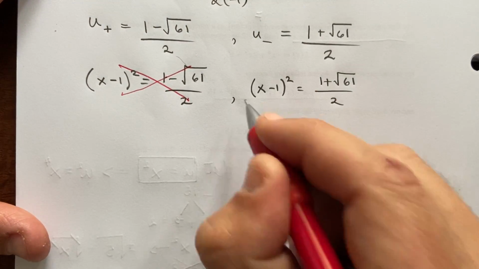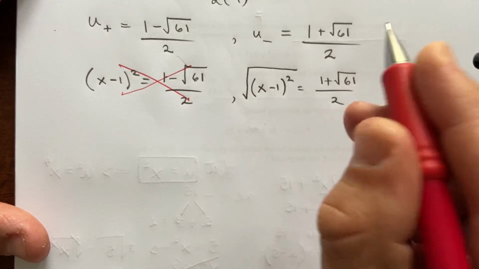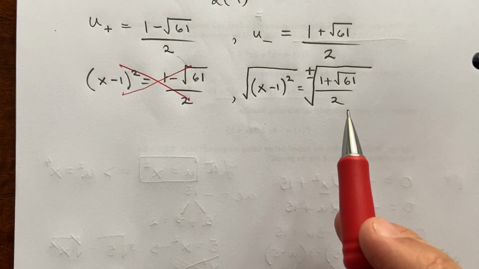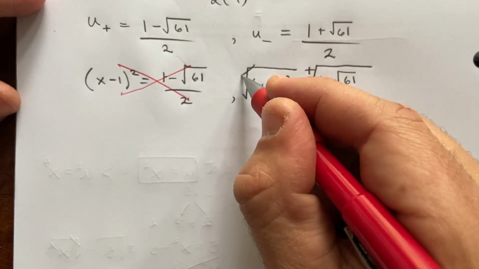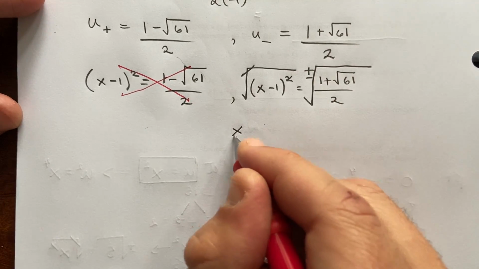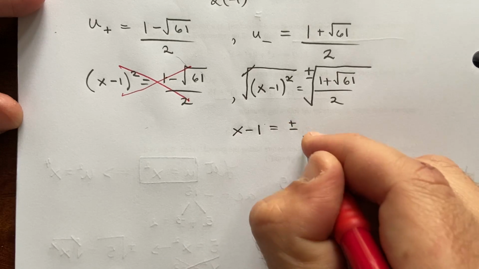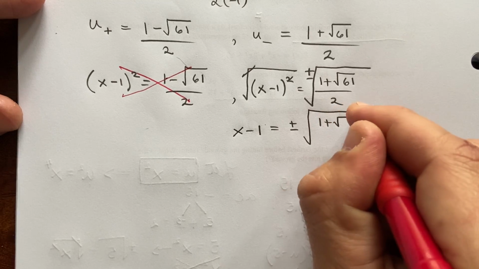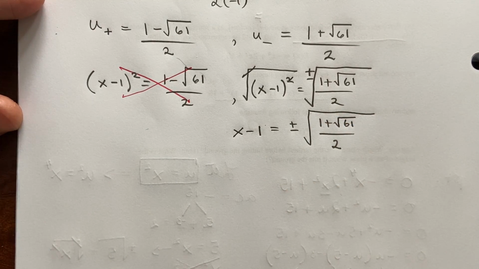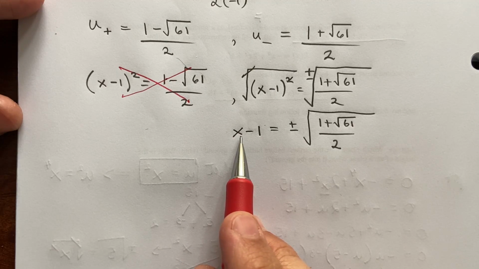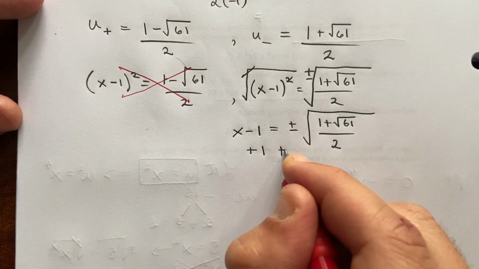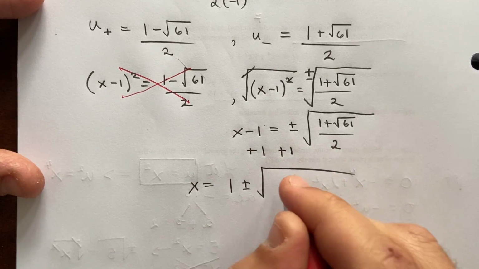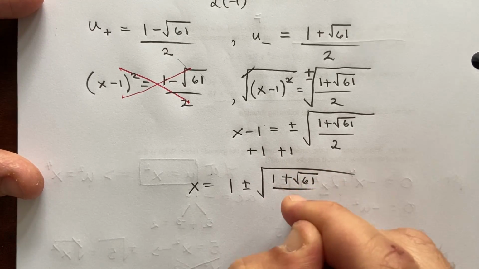To solve this, we take a square root. Plus and minus, yep, you can have square roots of square roots. So on the left, these cancel, and we get x minus 1 equals plus and minus the square root of 1 plus the square root of 61 all over 2. And then just to solve for x, all I need to do is add 1. So x equals 1 plus and minus the square root of 1 plus the square root of 61 all over 2.